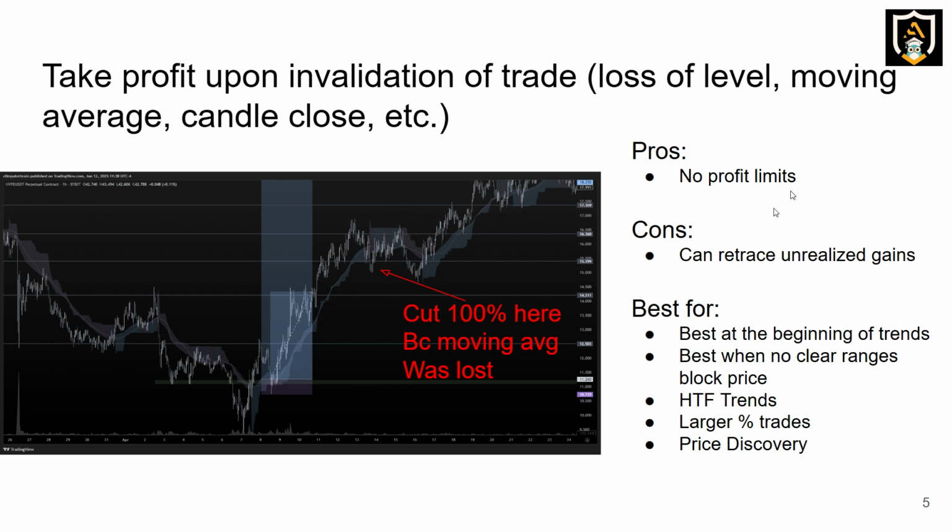So the pros of this are that there's no limits on your profit. If you are early in a trend and this goes a massive amount, you are not capped on your upside. You didn't sell at the first level of resistance. You didn't sell at the second level of resistance. You let this keep going and going and going and going.